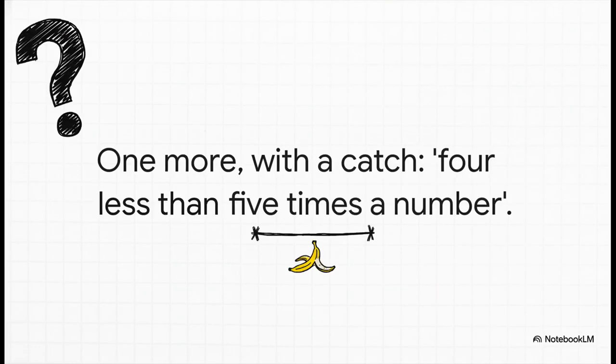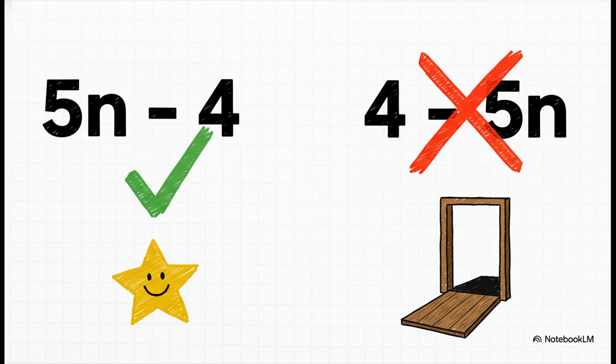It looks almost the same, but trust me, there is a very important and very sneaky little catch in this one. How would you write 4 less than 5 times a number? Think really carefully about the order of the words. The correct way to write this is 5n minus 4. Now, if you wrote 4 minus 5n, don't worry. You've just fallen for one of the most common traps in all of algebra. Let me show you why that happens.